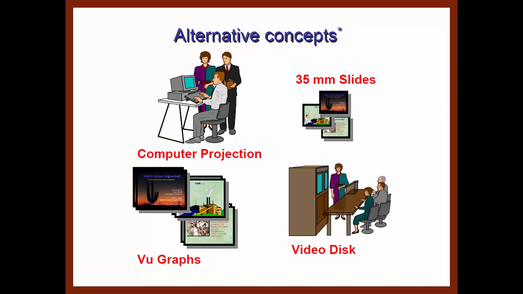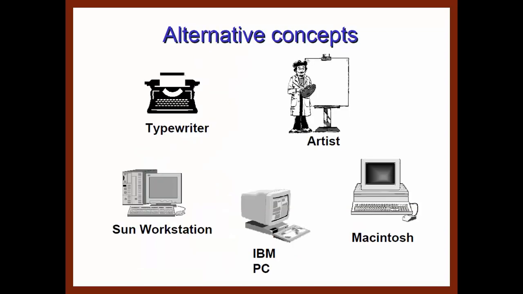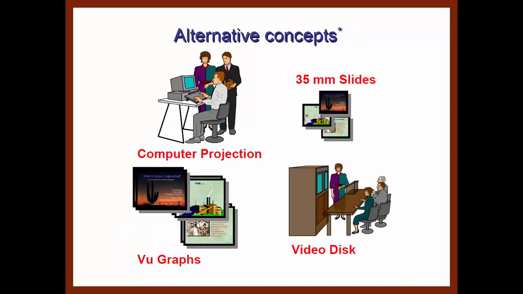We can also look at alternative concepts. So the idea here is, using those alternatives, can we project, like here, computer projection. We can also use 35mm slides, view graphs, or video discs. So these are alternative concepts in terms of visualization aspects. The computer, this technology, will allow you to create the slides. These are other alternatives in terms of projection, showing the slides. We can use video discs, view graphs, 35mm slides, or computer projection.